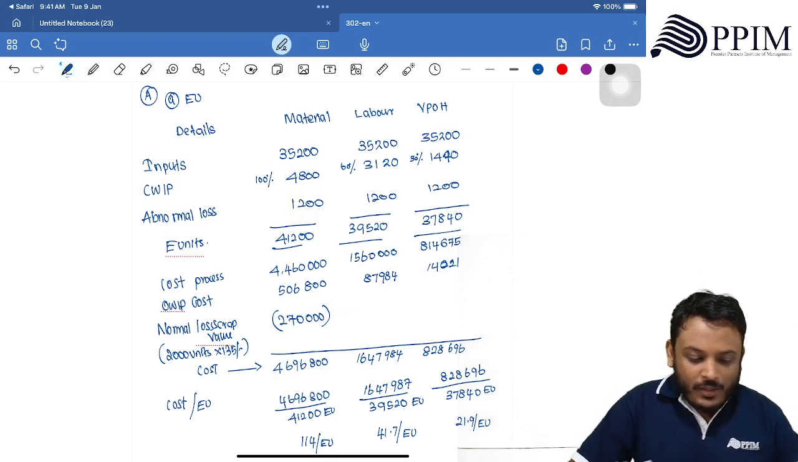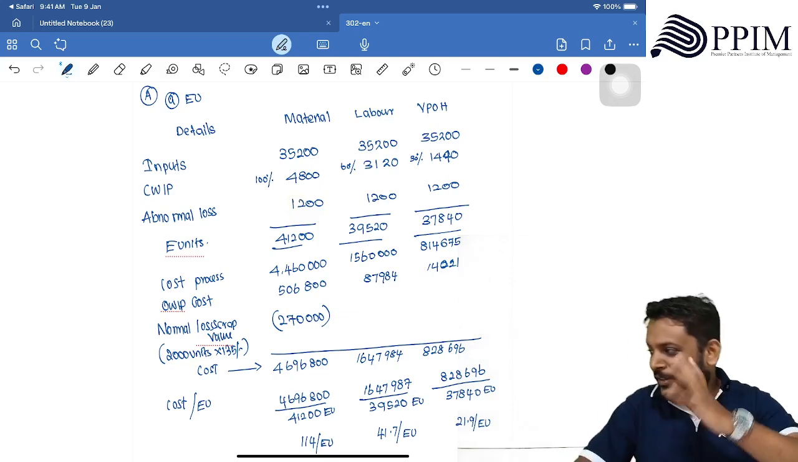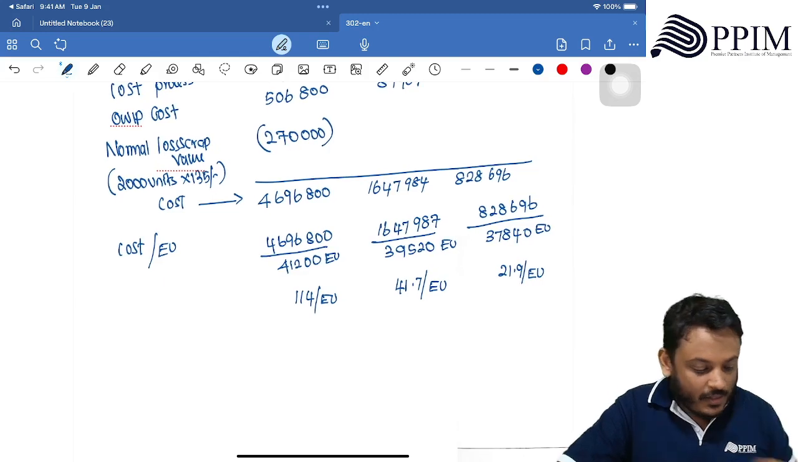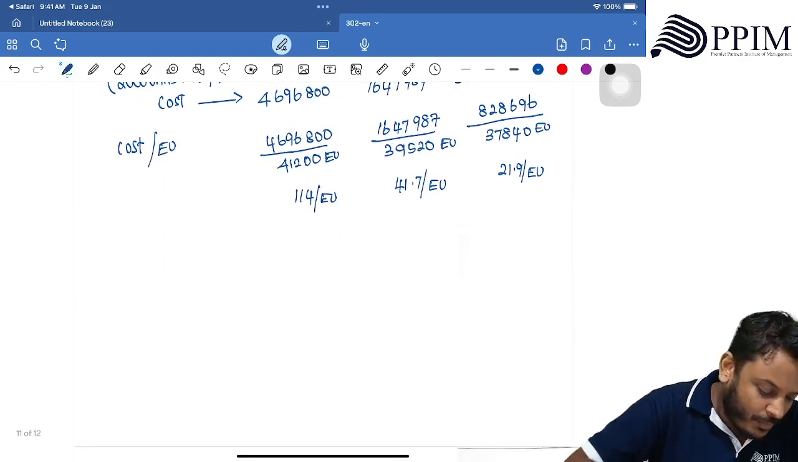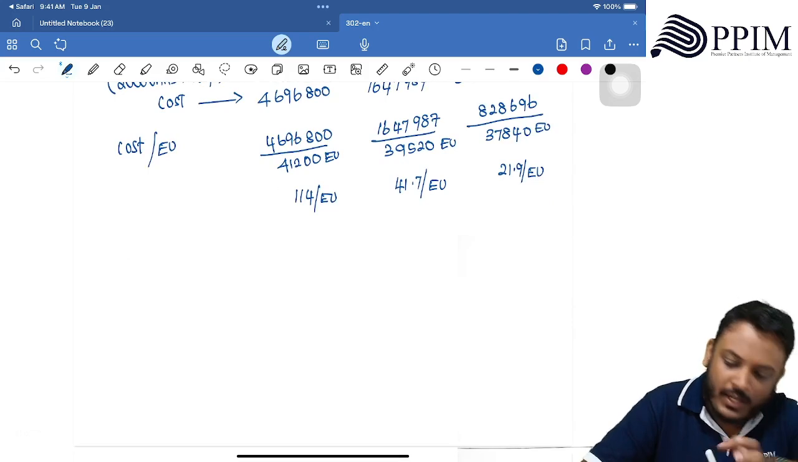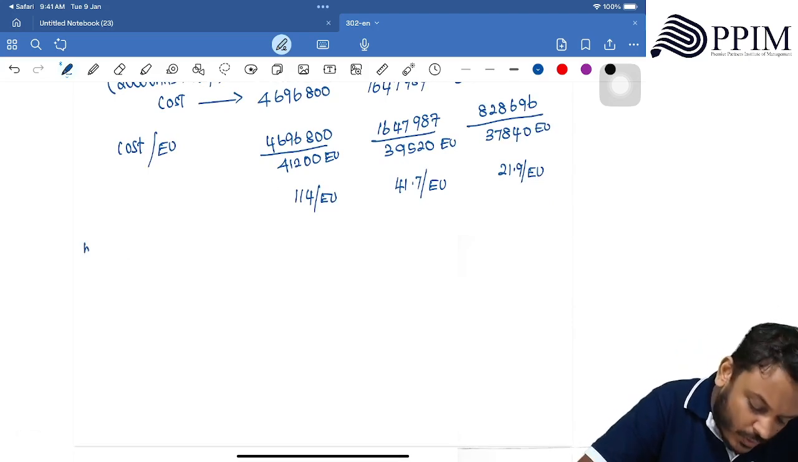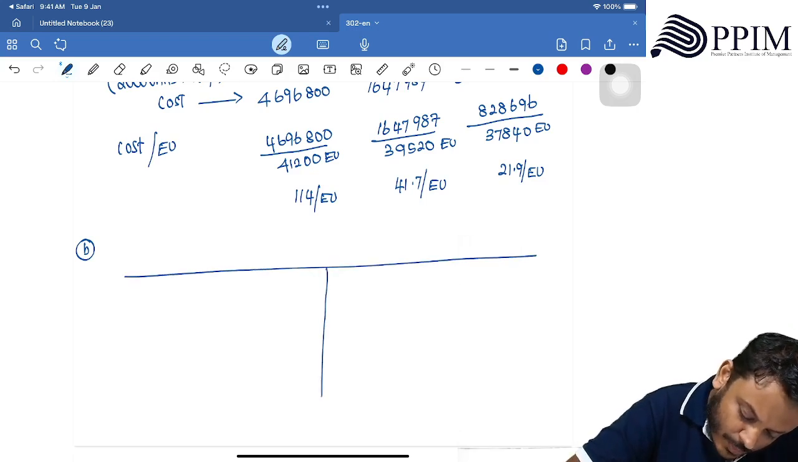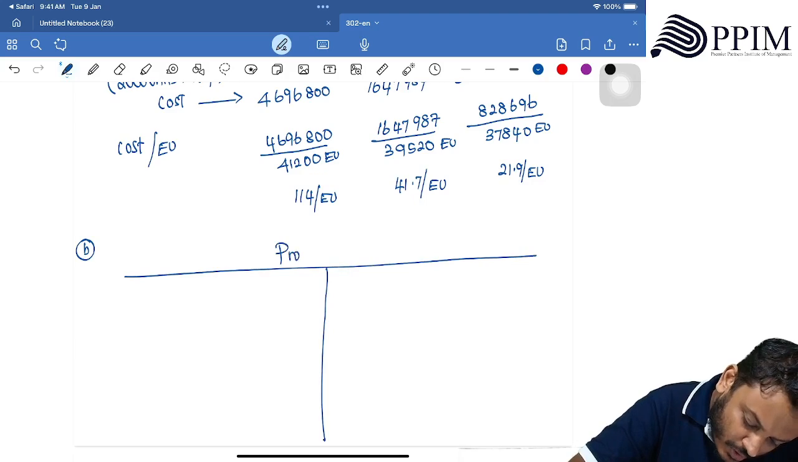Right, equivalent unit is done. Now they ask us to prepare the process account. So equivalent units are calculated. Let's prepare the process account. Process account is not difficult because we already prepared the equivalent units.